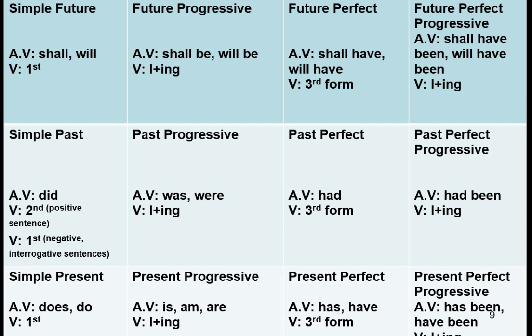Future perfect, shall have, will have. Present perfect progressive, has been, have been. Past perfect progressive, had been. Future perfect progressive, shall have been, will have been. Every student should memorize in this way on the left hand fingers, and there should be fluency and understanding. Do, does, did, will, shall, is, am, are, was, were, will be, shall be, has, have, had, will have, shall have, has been, have been, had been, will have been, shall have been.